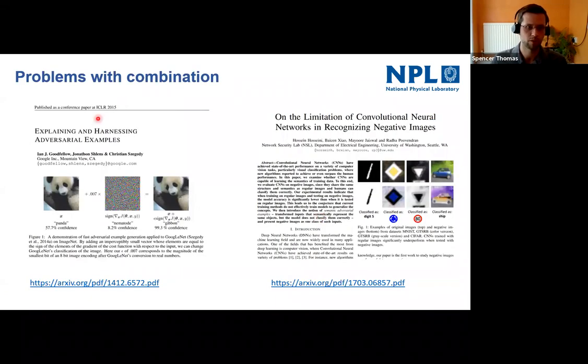So, some problems with the combination of the data. We've seen a lot of GANs being used recently, and Goodfellow's paper kind of sparked a lot of this. Looking at this image here shows this quite nicely, where this is classified as a panda fairly confidently, and adding some small amount of noise then completely changes the output to a very, very confident misclassification.